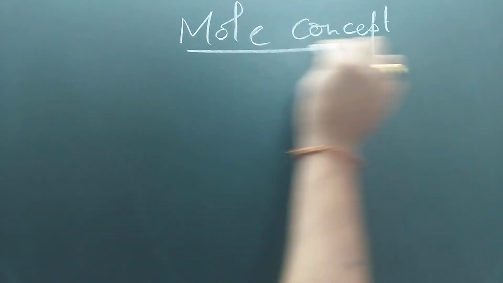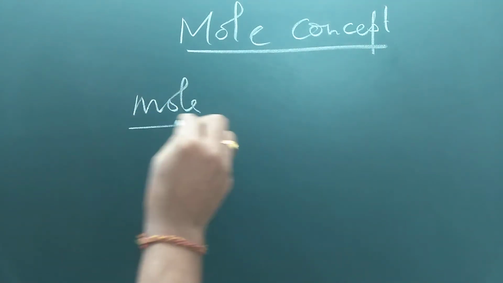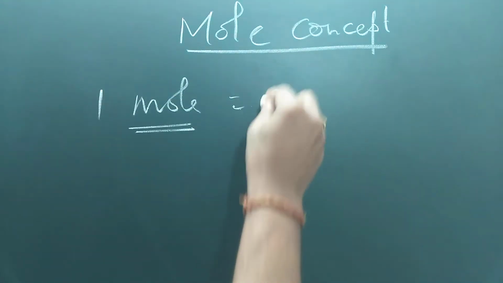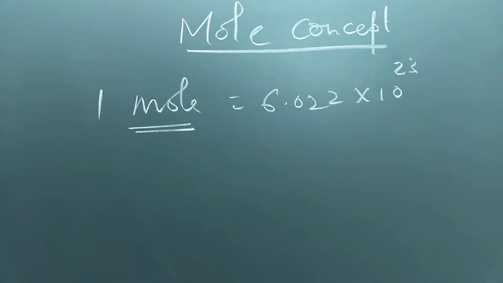Good morning students. So in this video we will see the mole concept. What is a mole? A mole is a counting unit. One mole denotes Avogadro number of particles, 6.022 into 10 to the power 23.